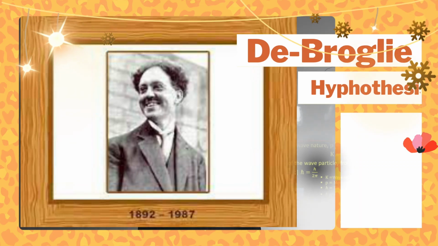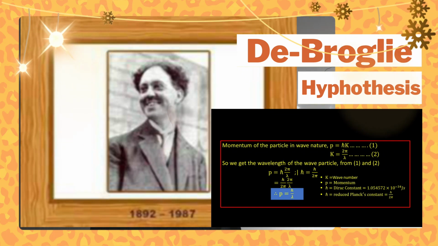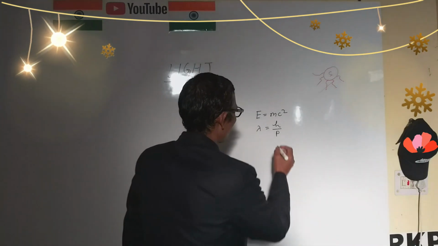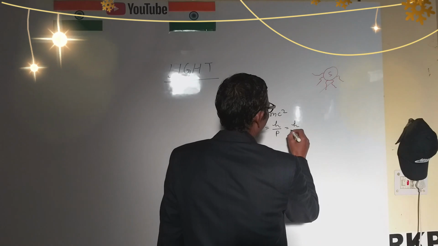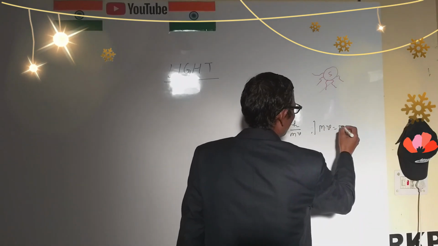According to the de Broglie hypothesis, lambda equals h by p. What is p? P is the momentum of the photon. When a light particle travels at very high speed, that is called momentum. But a photon is massless. When it travels at very high speed, approximately the speed of light, then it gains mass. This is momentum, p equal to m into v.